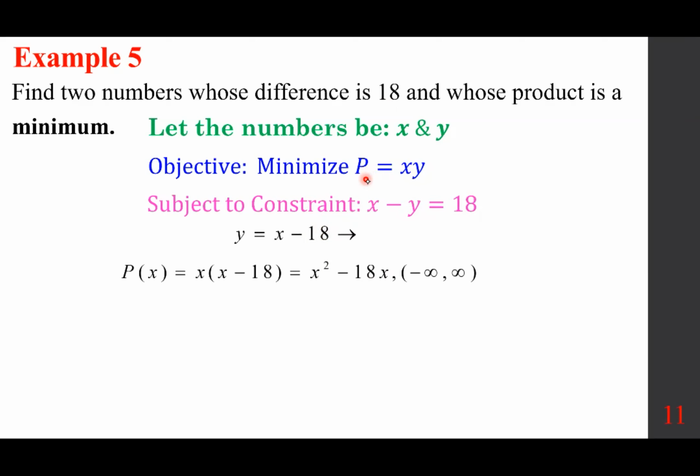Now, a couple of things. Number one, we are replacing the Y with X minus 18. Number two, when we distributed, we get X squared minus 18X. Number three, the domain is all real numbers. We want to see why this is the case. We want to discuss the domain.